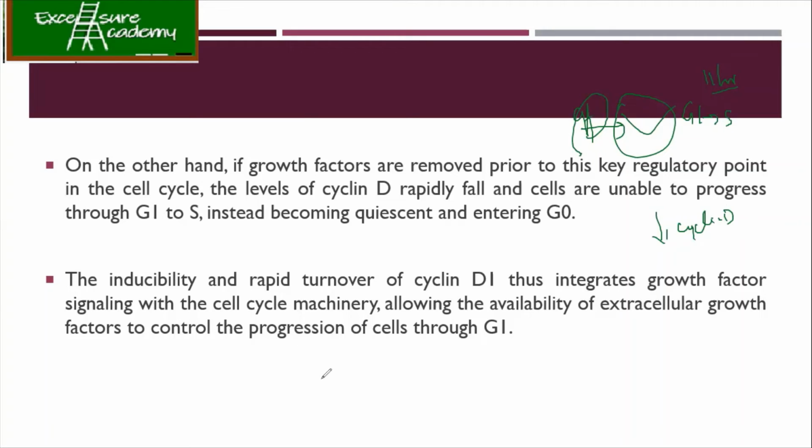Clear? So the inducibility and the rapid turnover of cyclin D1 integrates growth factor signaling with the cell cycle machinery, allowing the availability of extracellular growth factor to control the progression of cells through G1. Okay.